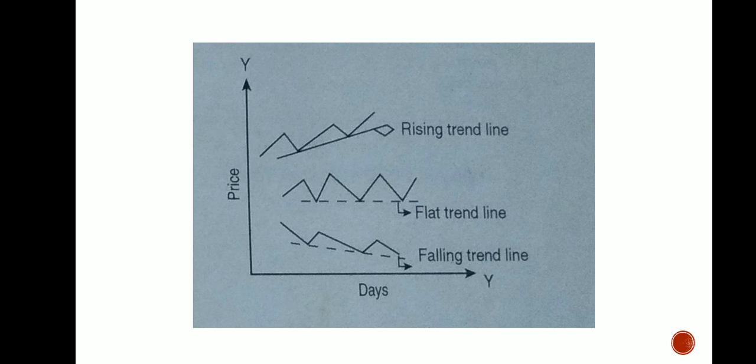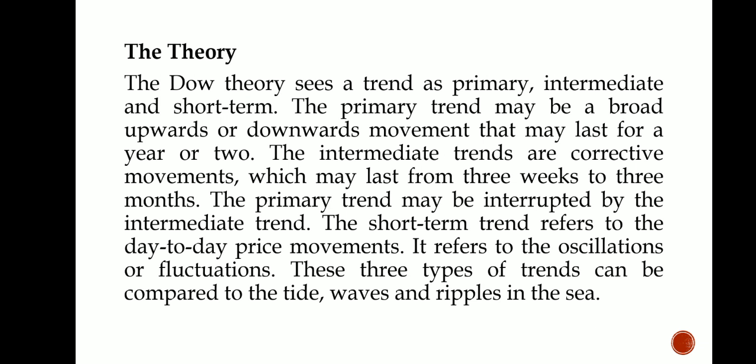This graph shows the trend lines. There are three trends, that is rising trend, flat trend and falling trend. The Dow theory sees a trend as primary, intermediate and short term.